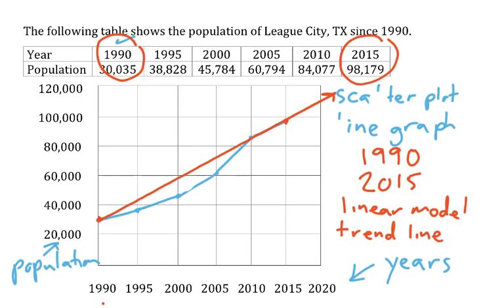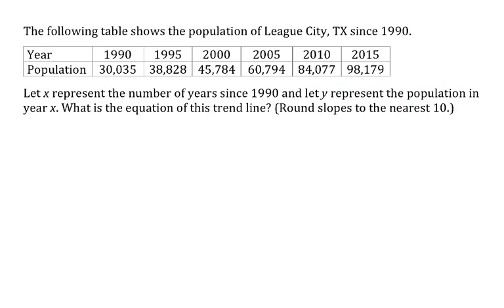What can I do with that? Well, because it's a line, I can find its equation. With the equation, I could make the predictions of where the population might be going in the future. Let's take a look at how that might look. So here's again just the table. I've taken the picture away. But I want to remember that what I'm focusing on is a trend line that was built from these two data points. And I'm going to write the equation of that line in terms of x and y. I'm going to let x represent the number of years since 1990, and y represent the population in year x.